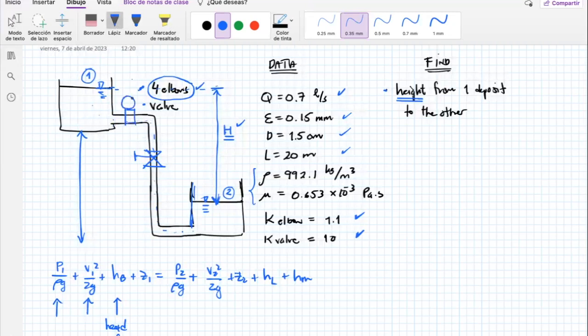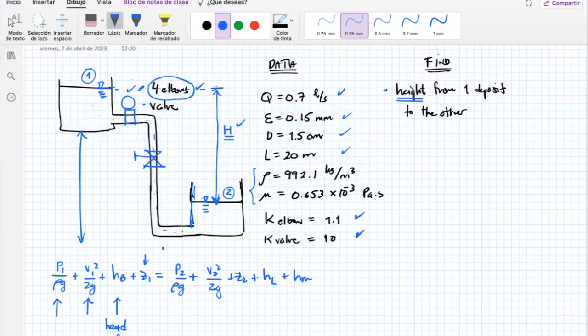Imagine that they put a pump here. But since you are letting water flow from upstairs to downstairs, maybe there's not a big necessity for a pump. If it were backwards, from 2 to 1, you need something to push the water from the bottom to the top, from 2 to 1. In this case you don't need it, but I'm just going to put it here, the whole equation.